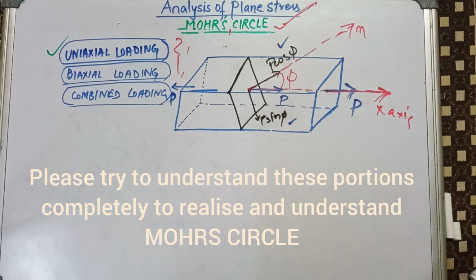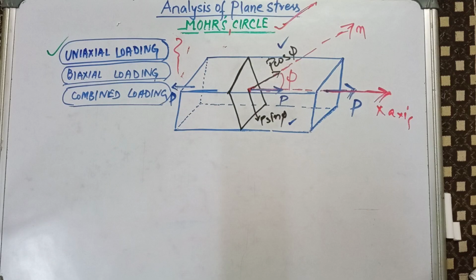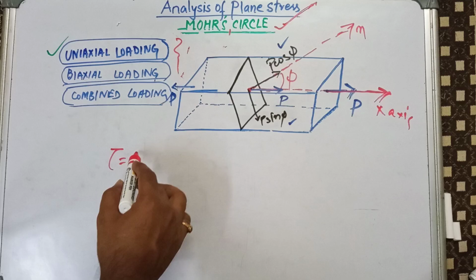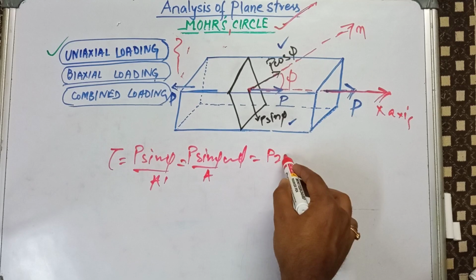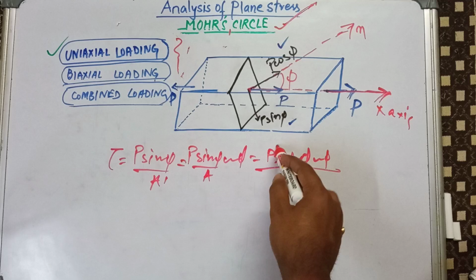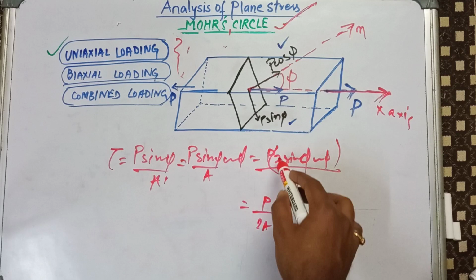Now similarly, let us understand how a ductile material will fail. A ductile material is weak under shear, so it is important for us to know the value of the maximum shear stress that is developed. So let us understand, for this particular plane, tau is the shear force upon the area. Area is A dashed. Now P sin phi upon A dashed, where A dashed is A upon cos phi. I'm multiplying the numerator and the denominator by 2, so I can write P upon 2A, times 2 sin phi cos phi, and 2 sin phi cos phi is nothing but sin 2 phi.